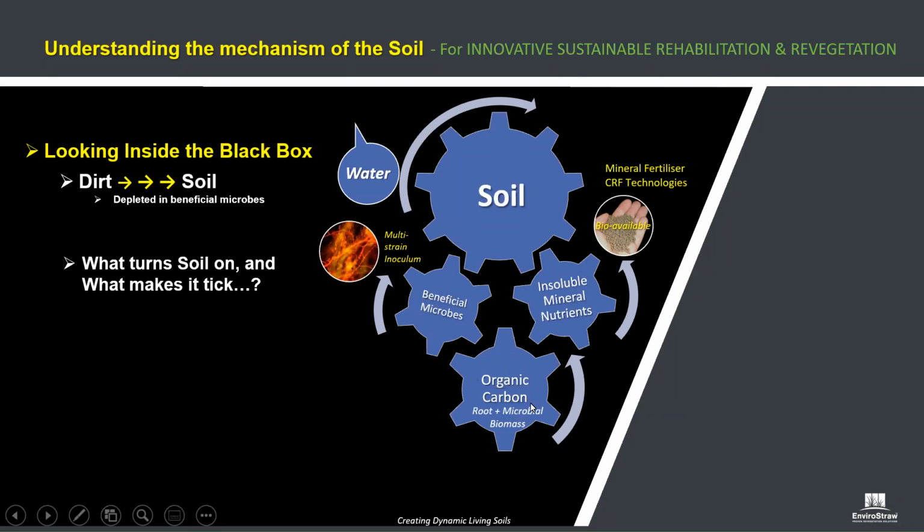Now, the importance of organic carbon, which is highly depleted in disturbed soils, is that it acts as a water sponge. It holds moisture in the soil that is then plant available.